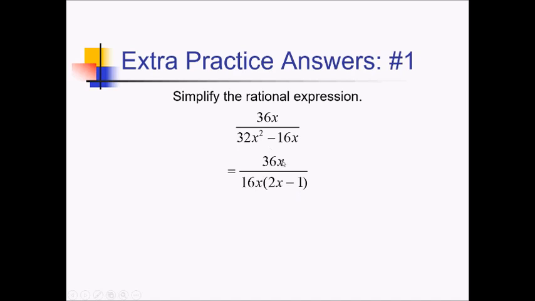So these x's outside the parentheses can definitely cancel. And then 36 and 16, I can reduce those. Those are both divisible by 4. So 36 becomes 9, and then 16 becomes 4. And again, those x's got canceled. So we've got a 9 over 4 parentheses 2x minus 1.